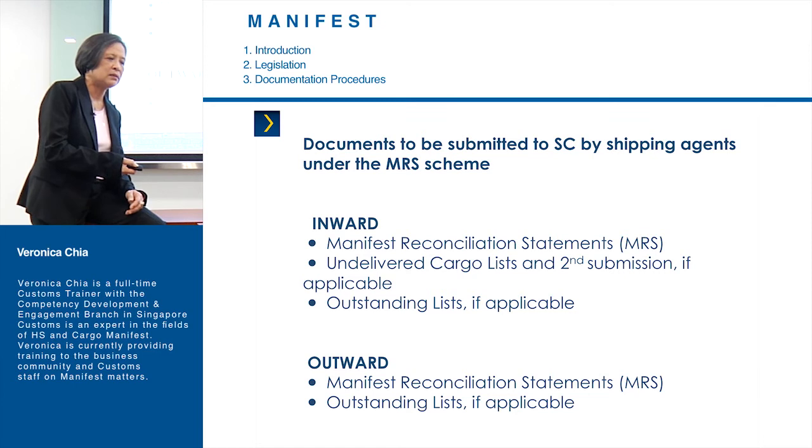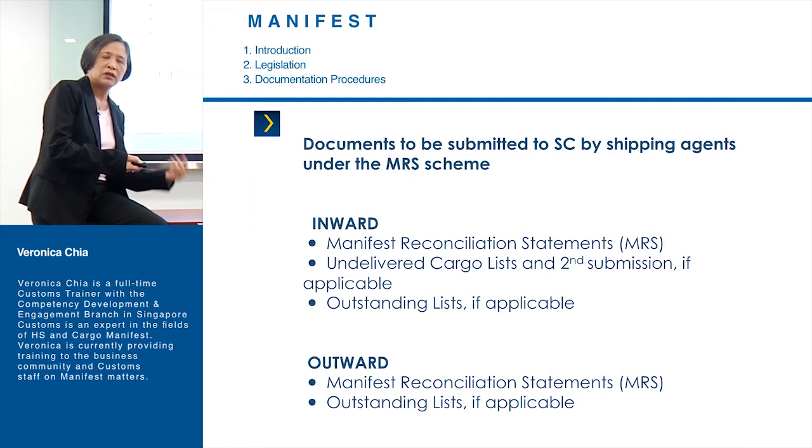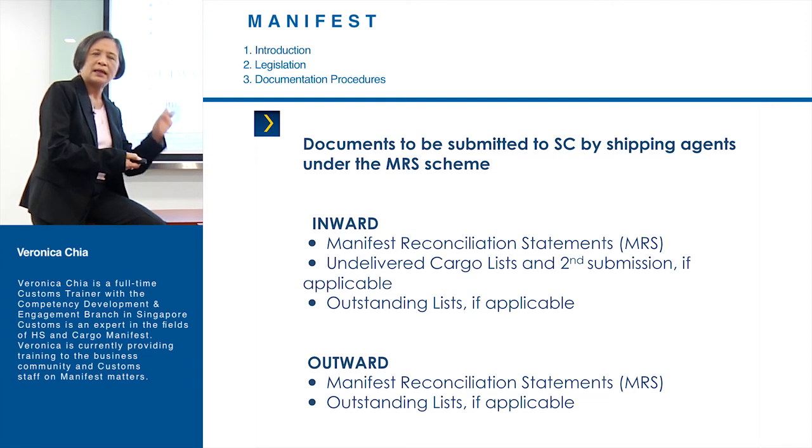But if, let's say, for certain times, you might have what we call goods that are not delivered at all within 17 days of arrival of the vessel due to certain unforeseen circumstances. So the shipping agents will give us an undelivered cargo list that they have not delivered the delivery order to a consignee itself. Subsequently, after delivery, they will inform us under what we call the second submission. We also have what we call the outstanding list, in which a shipping agent, if they try to match, but the permit is not able to match, they will inform us that a particular consignment is unreconciled.